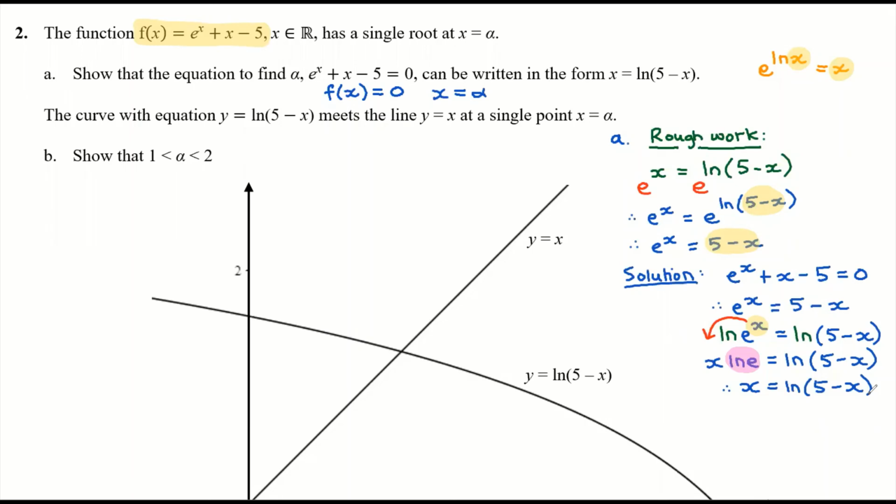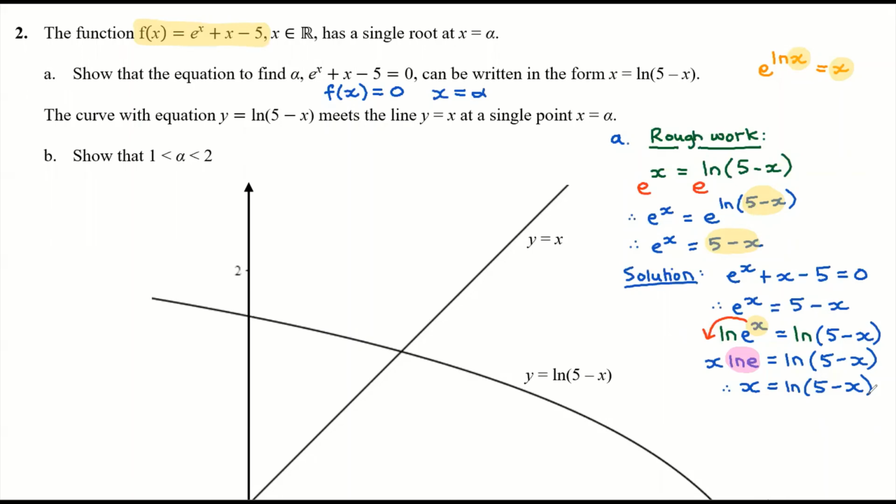Okay, so that's part A. Now for part B, we're told that the curve with the equation y equals 5 subtract x meets the line y equals x at a single point. And you'll be able to see this on the diagram as well. Okay, we're going to use the diagram momentarily.